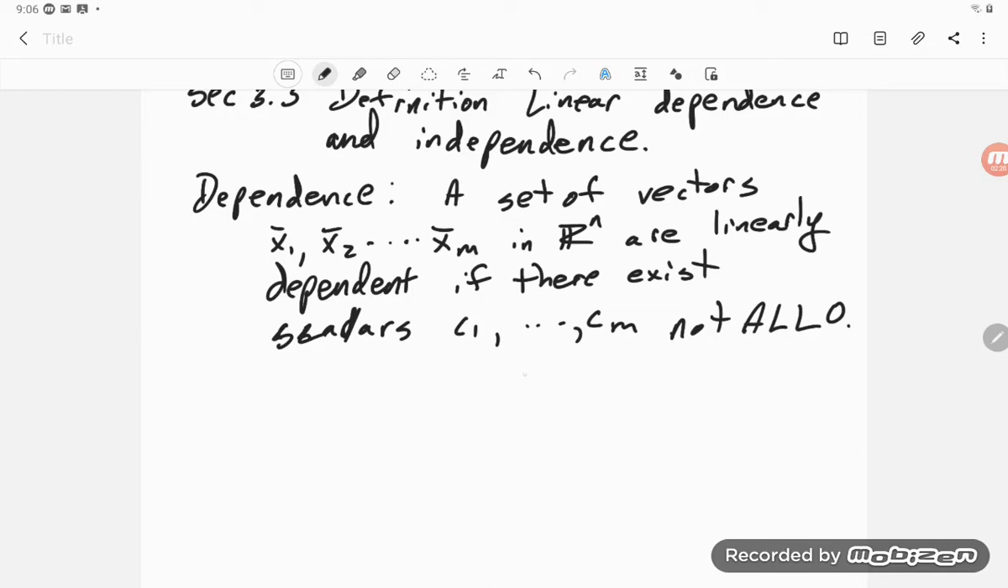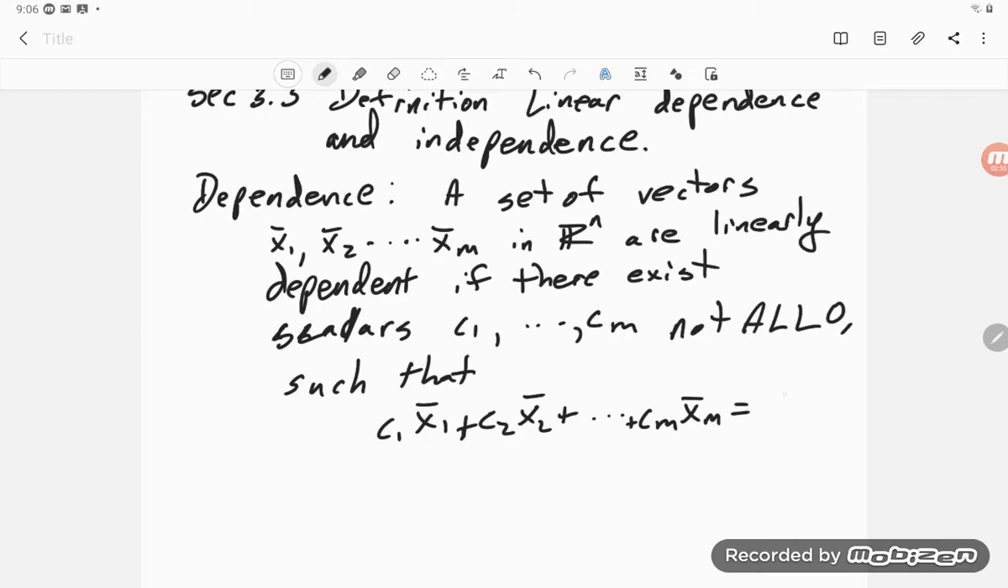Okay, so some could be 0, that would be fine, but not all can be 0, such that C1 x1 plus C2 x2 plus all the way to Cm xm is equal to the 0 vector.